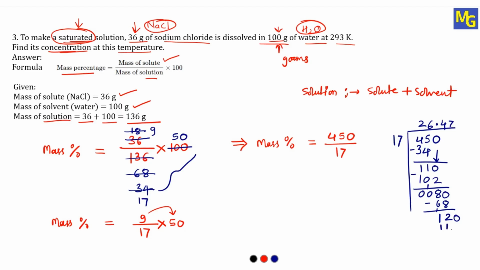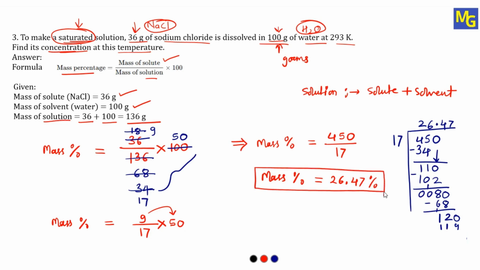So what is the answer here? Mass percentage equals 26.47 percent. So like this we can write down the answer. So this is the concentration of this salt solution to prepare a saturated solution. I hope you understand the solution of this sum as well as the answers which I have solved for the earlier two questions.